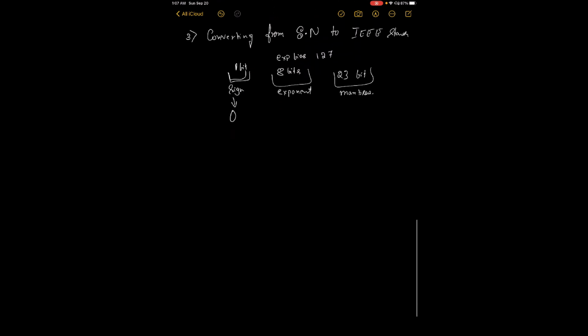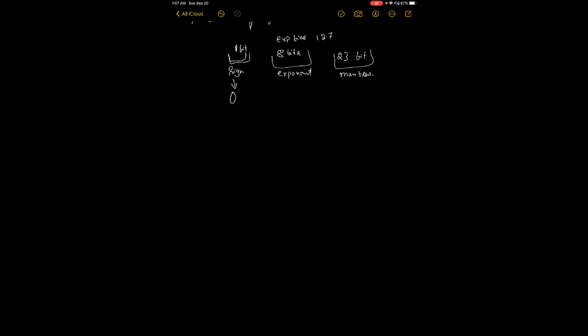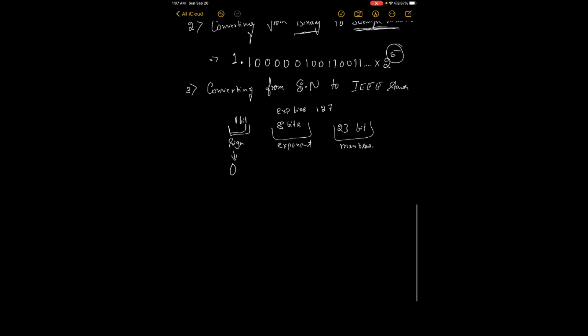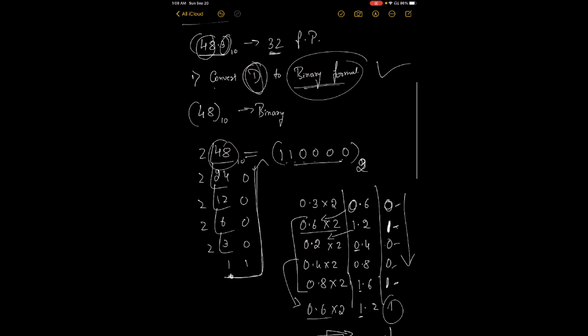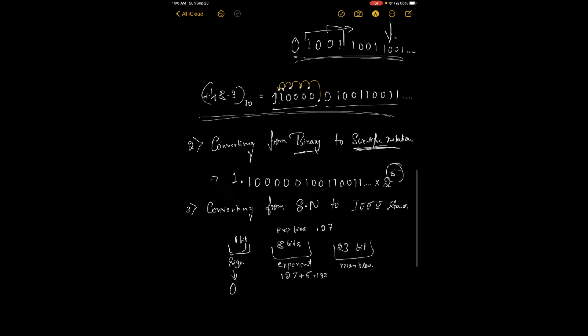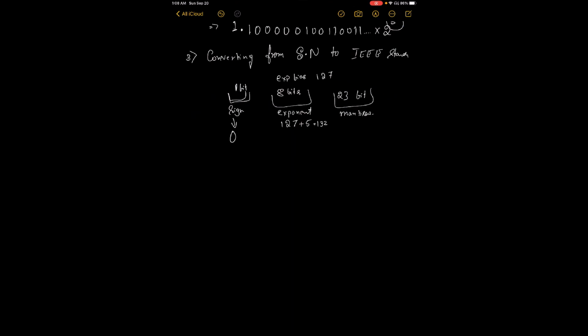So here it will be 127 plus 5, right, which is 132. Now we are going to do the very same procedure that we did here. After doing that, we will get the number as 1000100. So this is nothing but the binary representation of 132.